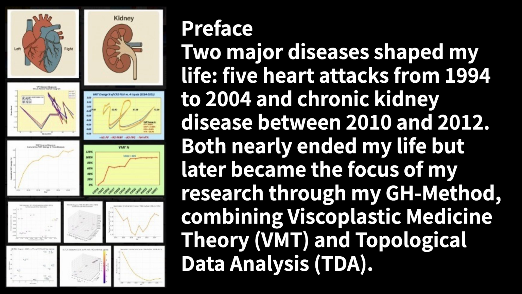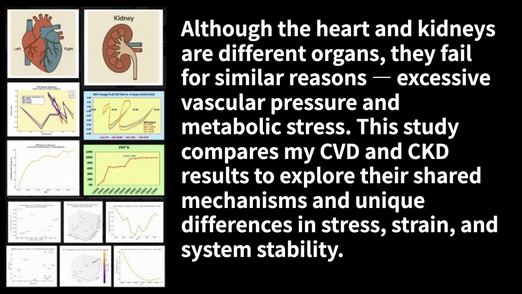Preface. 2 major diseases shaped my life: 5 heart attacks from 1994 to 2004 and chronic kidney disease between 2010 and 2012. Both nearly ended my life but later became the focus of my research through my GH method, combining Viscoplastic Medicine Theory, VMT, and Topological Data Analysis, TDA. Although the heart and kidneys are different organs, they fail for similar reasons: excessive vascular pressure and metabolic stress. This study compares my CVD and CKD results to explore their shared mechanisms and unique differences in stress, strain, and system stability.